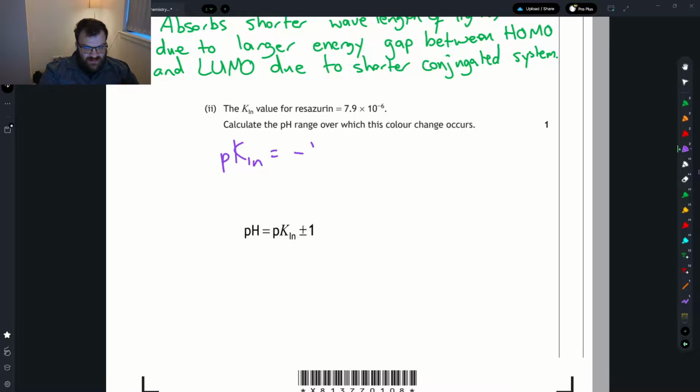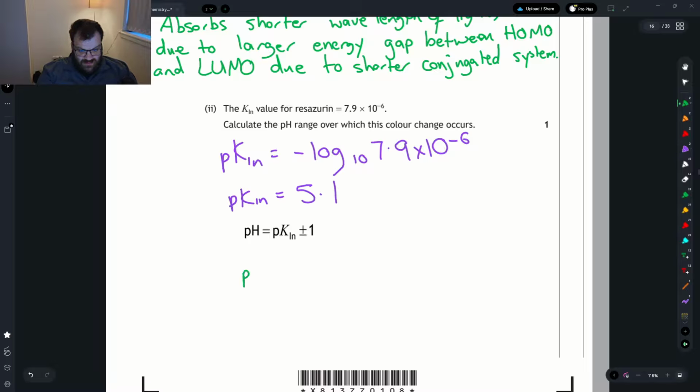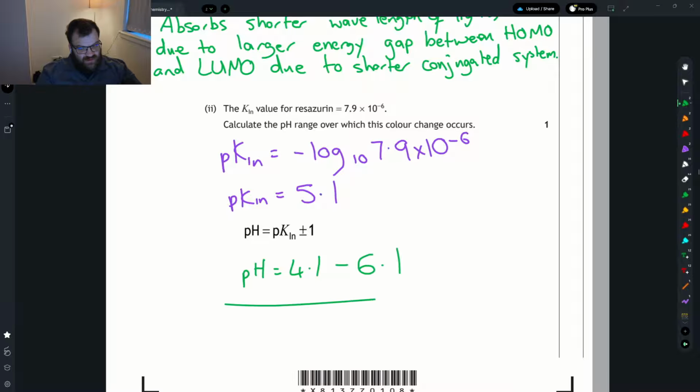is going to equal minus log to the base 10 of 7.9 times 10 to the minus 6. Sticking that in the calculator gives us 5.1. So our pH range would be from 1 less than that, which is 4.1, and 1 more than that, which would be 6.1. That's the range. With different roundings, you'll have it slightly differently when we have our answers there.